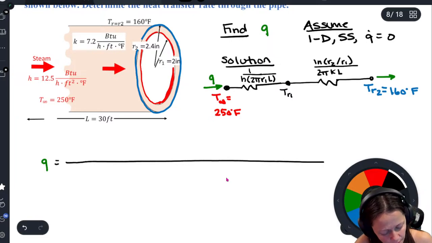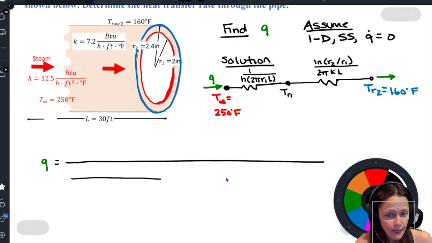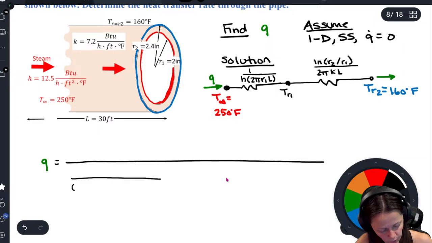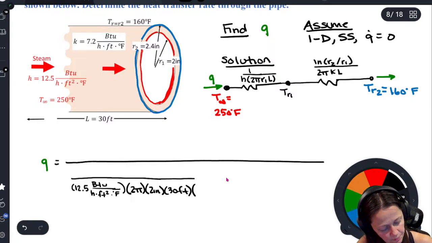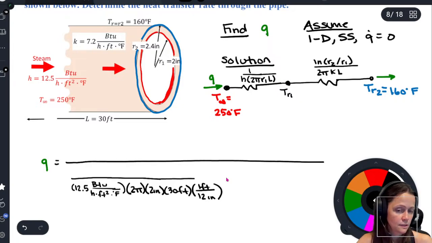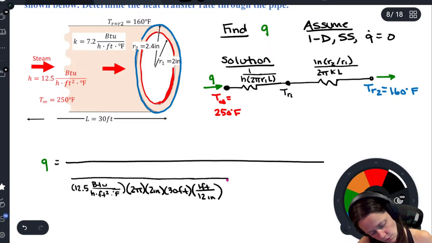Okay. So I have the first one. So it's going to be 1 over 1 over, and I'm going to have the convective heat transfer coefficient. So 12.5 BTU per hour, foot squared times degree Fahrenheit. That's the H value. Then I've got the area, which we said was 2 pi r1, 2 inches, and then the length, which is 30 feet. Probably need to reconcile those inches and feet.